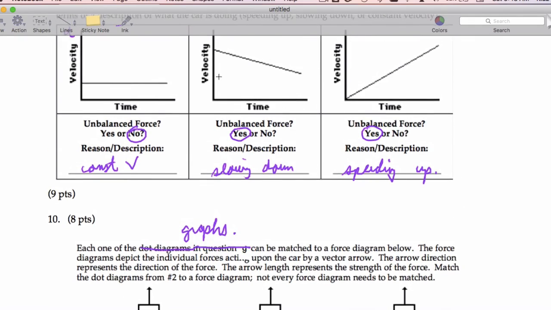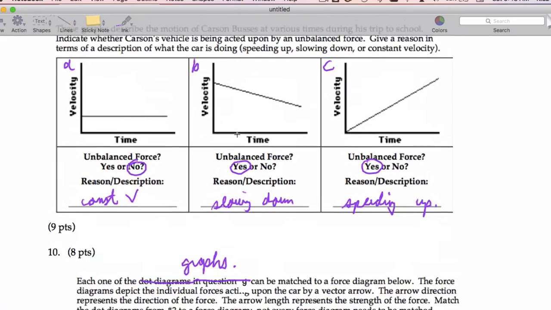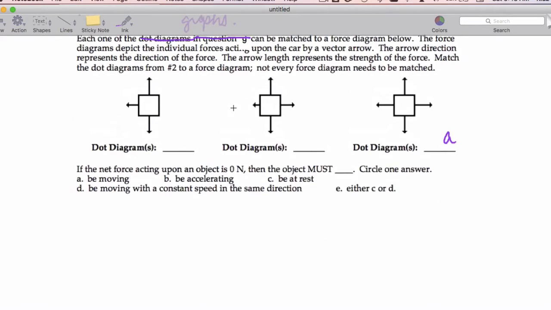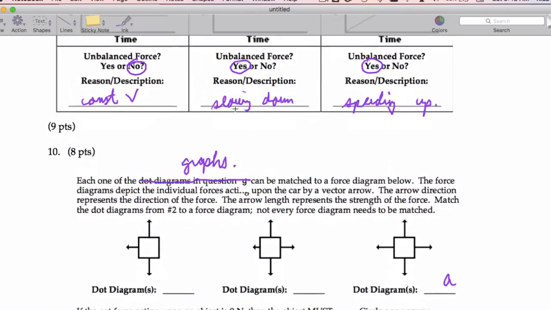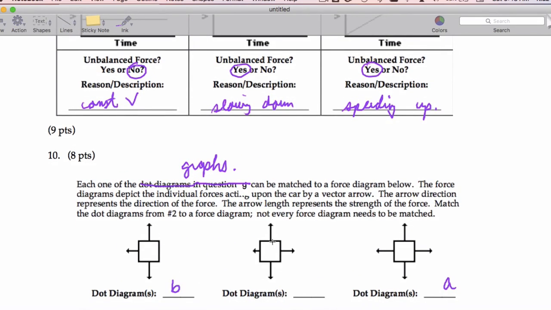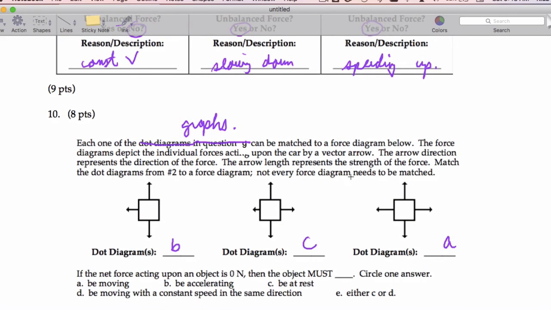Now, this one here I'm going to call letter B, this one letter C. I want to know which free body diagram goes with which graph. So for B, we need this thing to be slowing down, and we're assuming that moving to the right is the positive direction. So this will be B. And then lastly, here we're moving forward and speeding up, so this will be C.